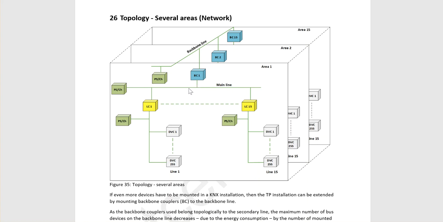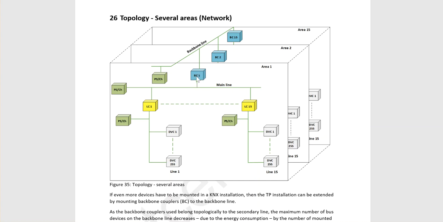Each area has the main line. The line coupler is connected from its primary side to the main line and from the secondary side to the secondary line, to each line in fact, okay? Maximum you can have 15 lines in each area. Then you can have maximum 15 areas: 1, 2, 3, 4, 5 until 15, okay? And you can connect each area with the backbone coupler.